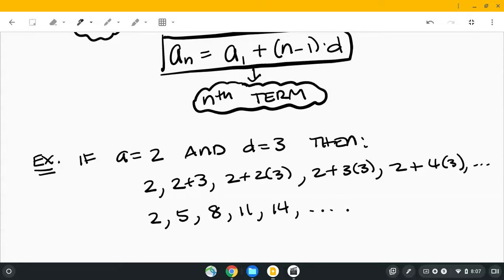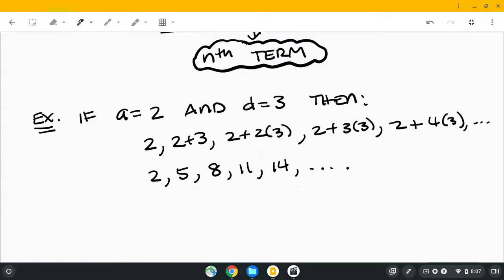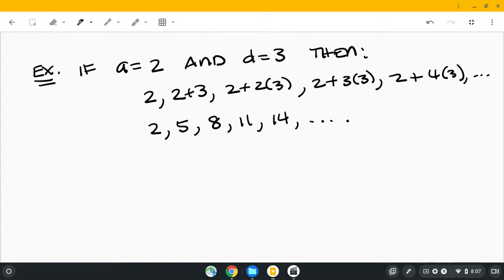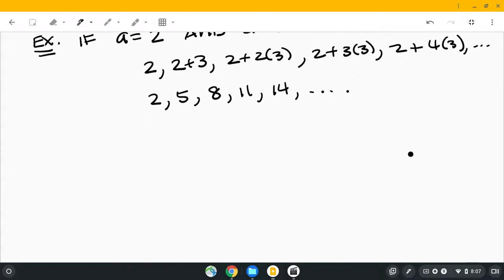Okay. And you can see here, you just keep adding 3. So if you add 3, you get 5. Add 3, you get 8. Add 3, you get 11. Add 3, you get 14. Okay. This formula is probably just a fancy way of doing that.